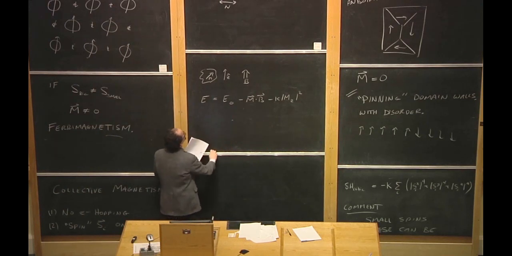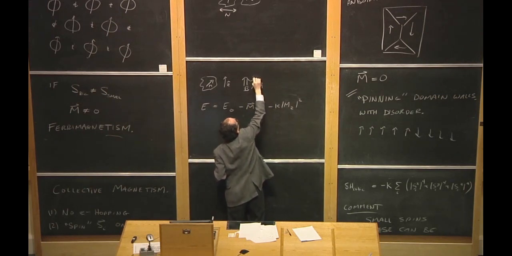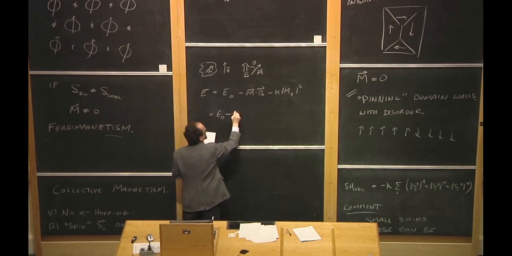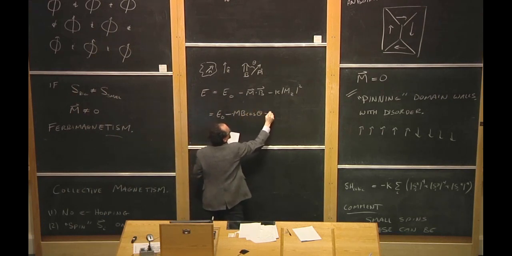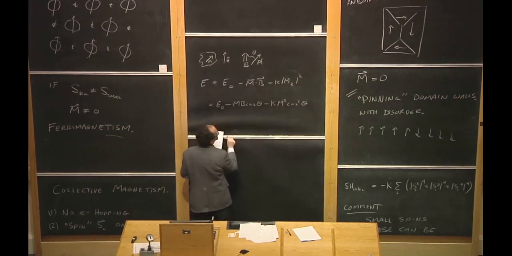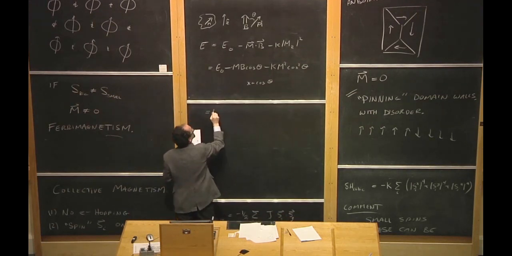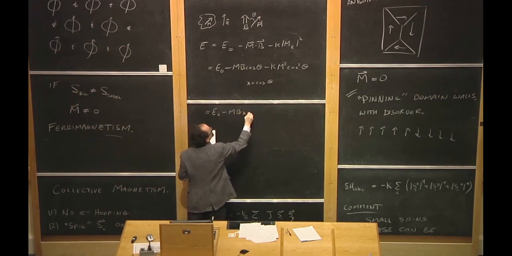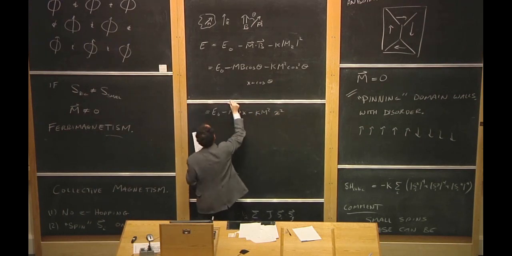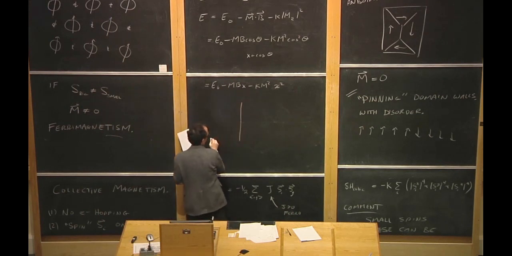So if the angle between M and B is theta, then we can rewrite this energy as E naught minus mB cosine theta minus kappa m squared cosine squared theta. And in fact, we might even let x equal cosine theta. Then what we have is a quadratic, E naught minus mB x minus kappa m squared x squared. And we can plot this thing as a function of theta, or as a function of x.